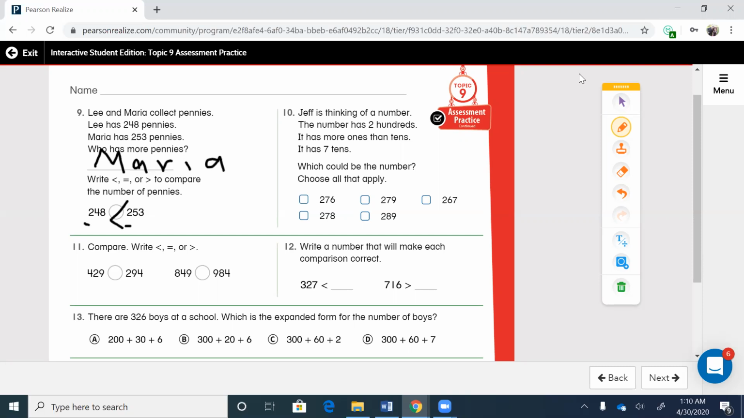Number 10, Jeff is thinking of a number. Now, what I'm going to do is I'm going to go ahead and write it down. The number has 2 hundreds. It has more ones than tens. It has 7 tens. So it has more ones than tens. So if there's 7 tens, the ones have to be bigger than 7. So it can be 8 or 9. So let's take the ones that it can't be. It can't be 276 because there are less ones than tens.